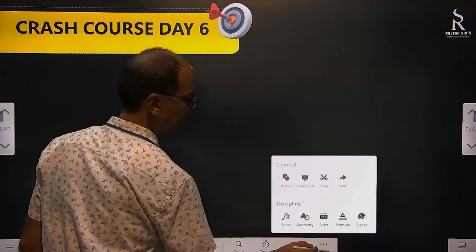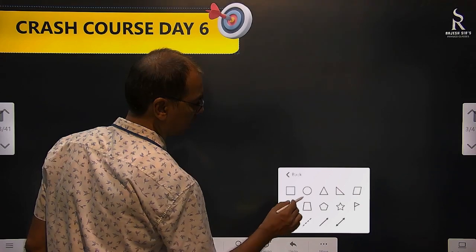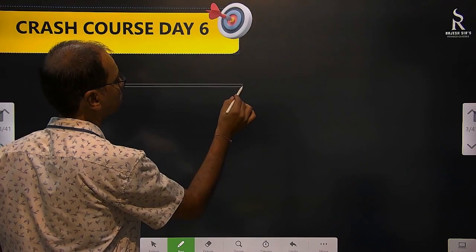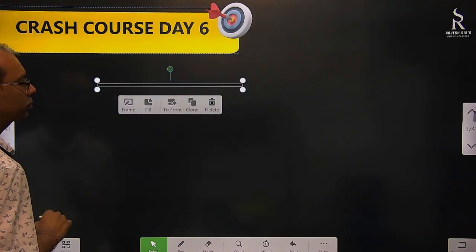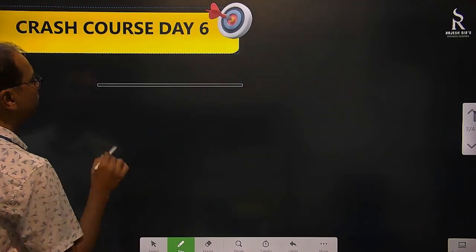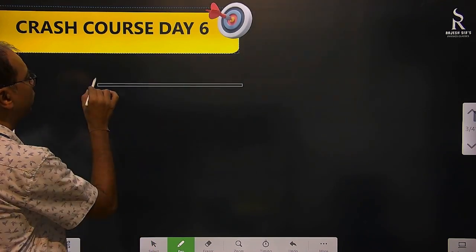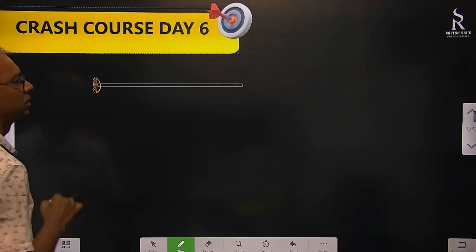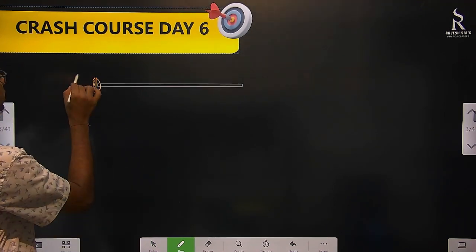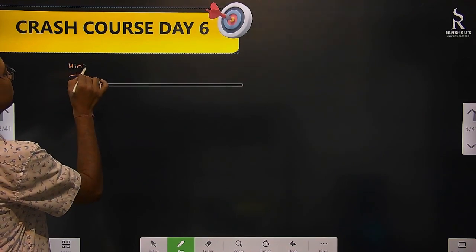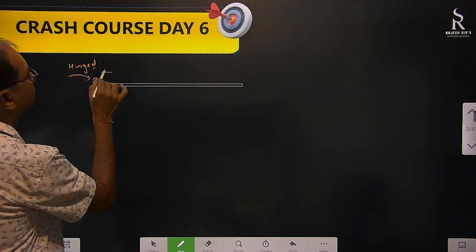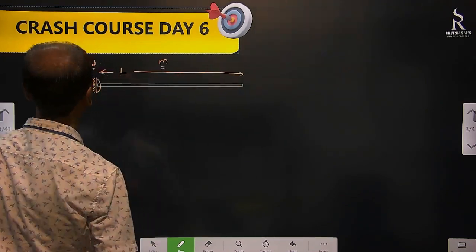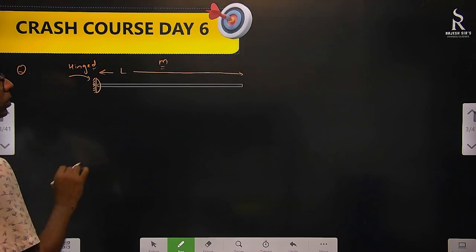Let's do one more. This time, let's take one rod. Suppose the rod is here, kept horizontally. Now we are allowing it to move down. It is hinged over here, not fixed actually. Its length is L and mass is M. So we are allowing it to move down.